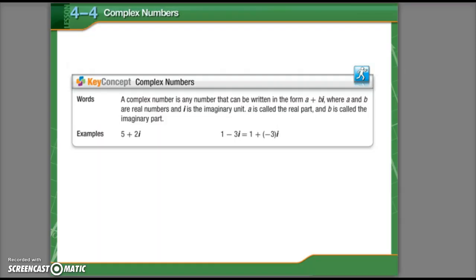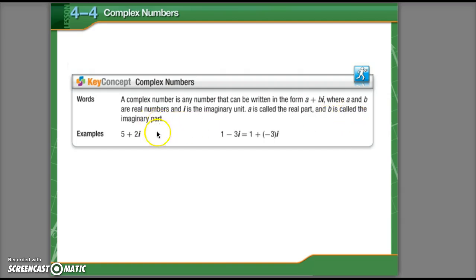Okay, complex numbers. Here's a key concept. A complex number is any number that can be written in the form a plus bi, where a and b are real numbers, and i is the imaginary unit. Remember, i is just the square root of negative 1. a is called the real part of the complex number, and b is called the imaginary part of the complex number.